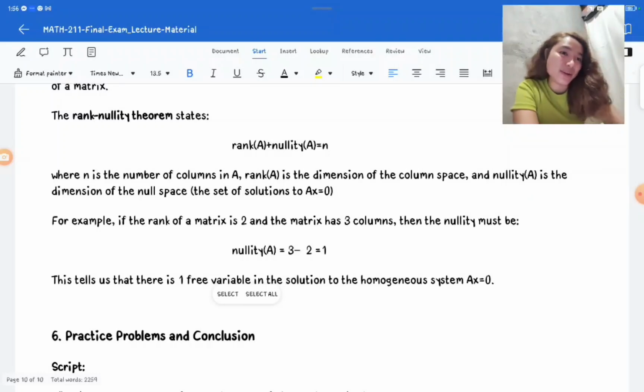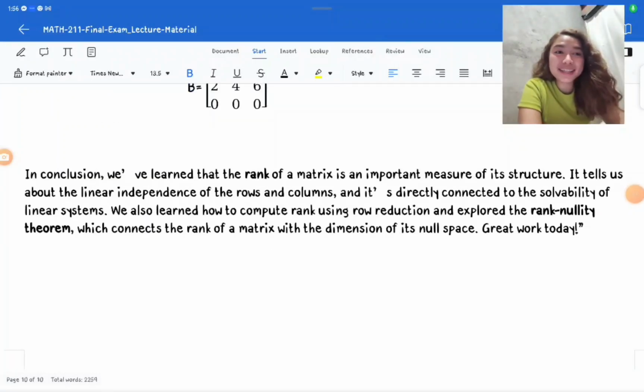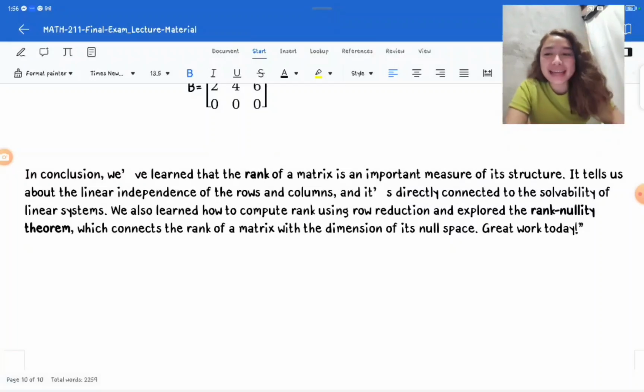So in conclusion, we've learned that the rank of a matrix is an important measure of its structure. It tells us about the linear independence of the rows and columns, and it's directly connected to the solvability of linear systems. We also learned how to compute the rank using row reduction and explored the rank nullity theorem, which connects the rank of a matrix with the dimension of its null space.